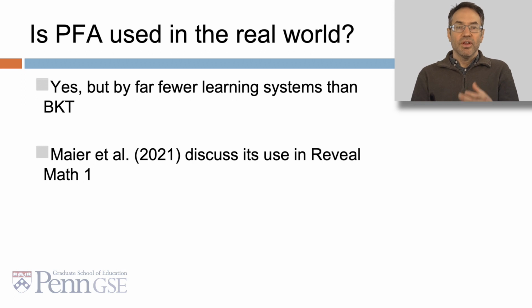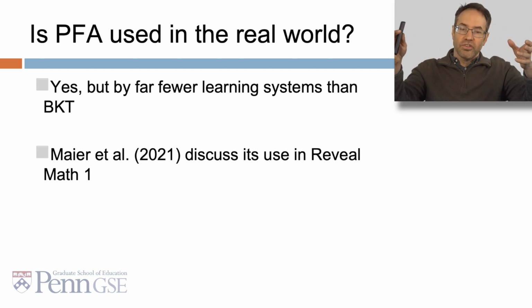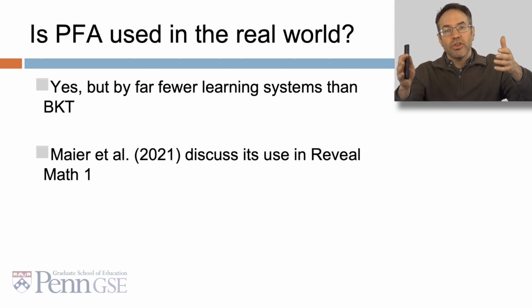Second key question: is PFA actually used in the real world? The answer is yes, but far less often than BKT. Maier et al., for example, discuss its use in Reveal Math 1. But compared to BKT, which is used in dozens of systems, PFA is a relatively uncommon algorithm.